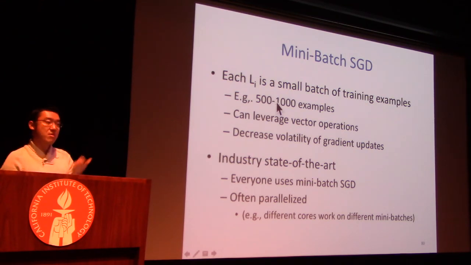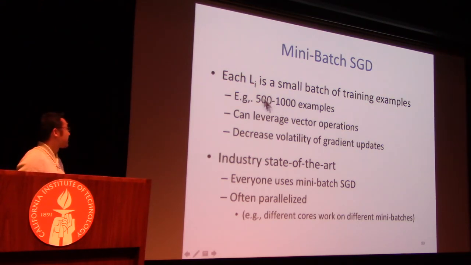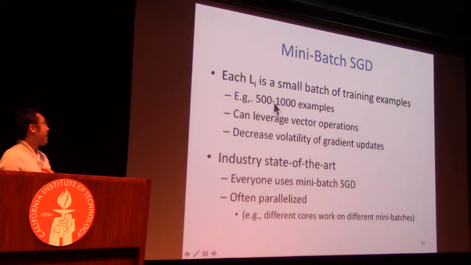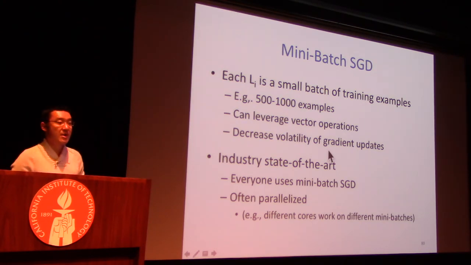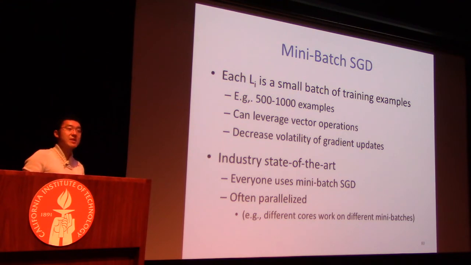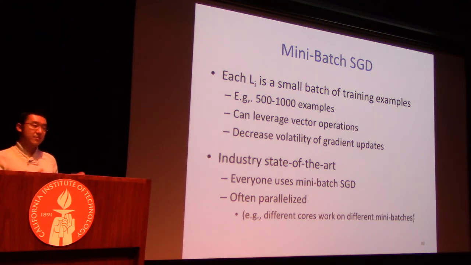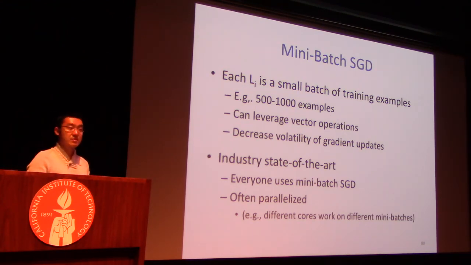So in pure SGD, this is a single training example. Here, it's going to be like, say, 500. Then we compute the loss over those 500 examples, compute the gradient, and do a gradient update. And we can leverage various vector operations to compute the gradient efficiently over 500 examples. One of the reasons people do this is it decreases the volatility of the gradient updates. If you average over more examples, the variance of the gradient updates decreases.